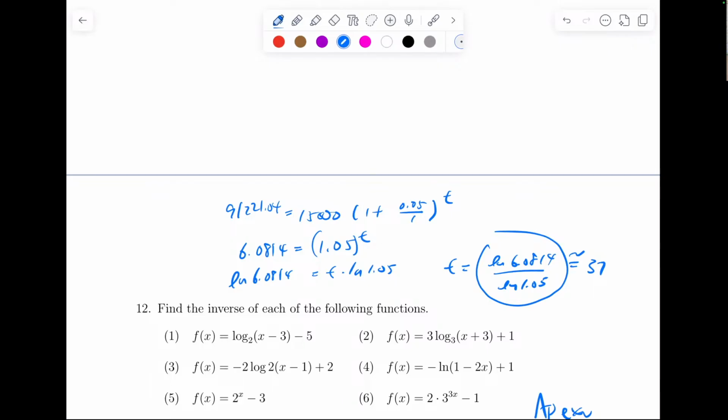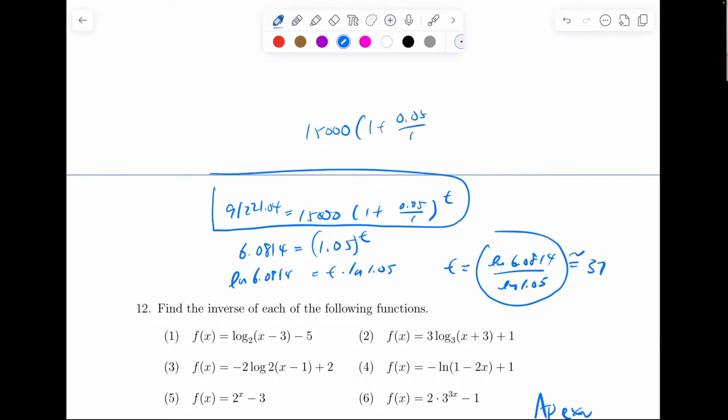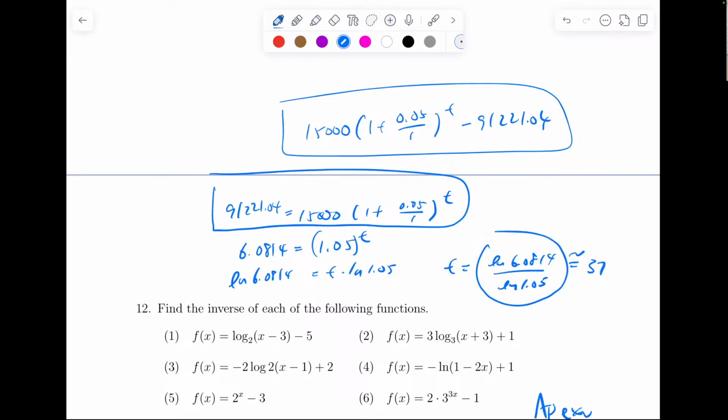Okay, so look at this example. First of all, I would not type this in decimals. Instead, I will type in 15,000 times 1.05 to the t minus 91,221, and I will just graph this function. That's it. I'll look for the x-intercept, and you'll find the x-intercept to be 37. That's true.